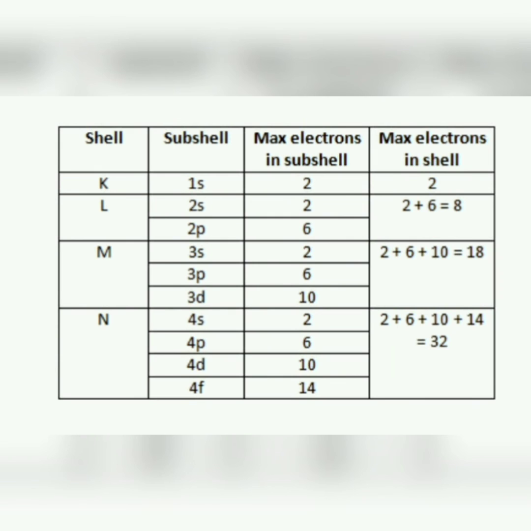And last, N shell has 4 subshells in it, 4s, 4p, 4d and 4f. 4s subshell can accommodate 2 electrons, 4p can accommodate 6, 4d can accommodate 10 electrons, 4f can accommodate 14 electrons. So the maximum number of electrons that can be accommodated in N shell is 2 + 6 + 10 + 14 = 32 electrons. Let's wind up for today.